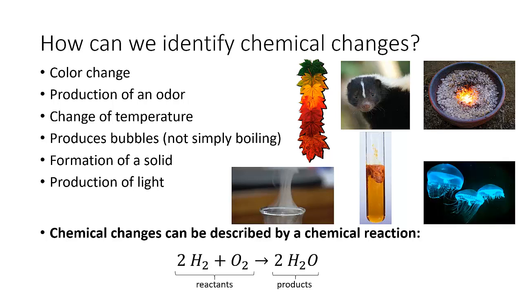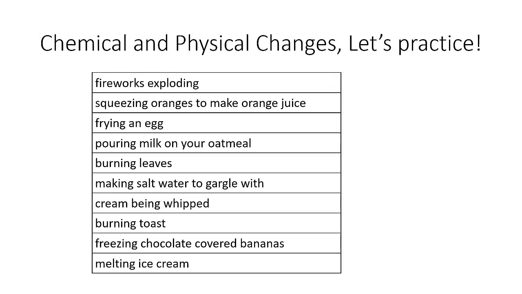And then production of light, like I mentioned earlier, bioluminescence, but in this case, instead of being the nice plankton, these are some horrible creatures of jellyfish. So if you see a production of light, that's typically a really good indicator that it is a chemical change. So let's practice. So fireworks exploding.